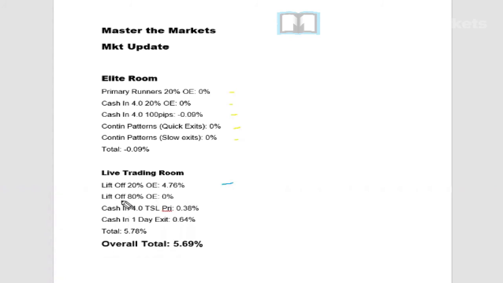We didn't have any trades close on lift off 80%. They closed a bit earlier. But we did have a couple of small profits again on cash in TSL primary. We had 0.38% and a few trades which when totaled together on the cash in 1 day exit goes to 0.64%. So that gave us a total in the live trading room of 5.78% and an overall total for both rooms of 5.69%. So that's a very strong week for both rooms this week.